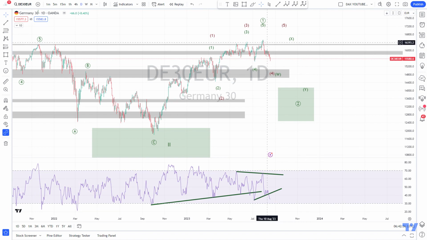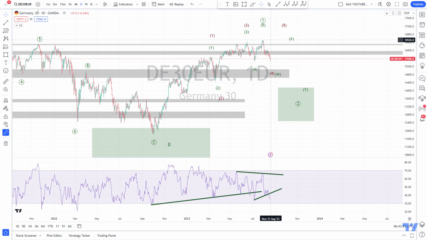My secondary scenario assumes that we make one more high as a wave 5, so that this was an expanded flat. So 1, 2, 3, wave A, wave B, and now wave C to the downside, and then our wave 5. So the rally here to the upside should then succeed and take out this high. But this is my secondary scenario for now.